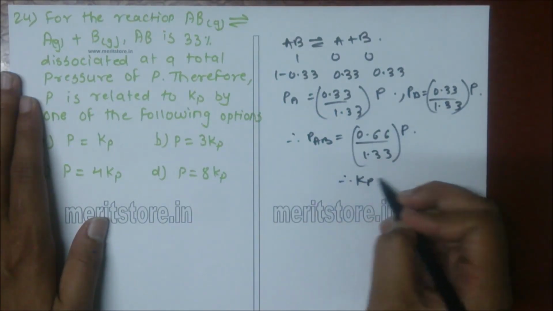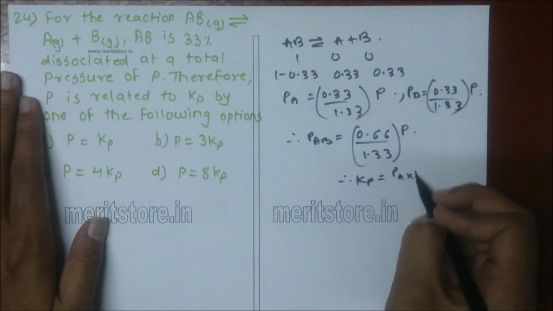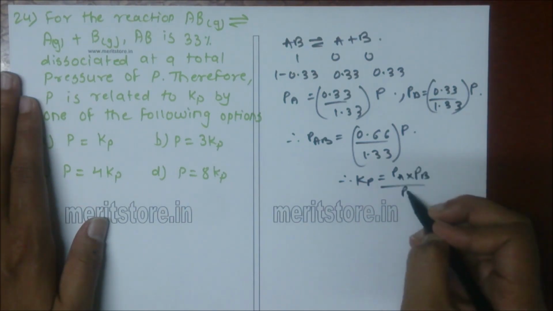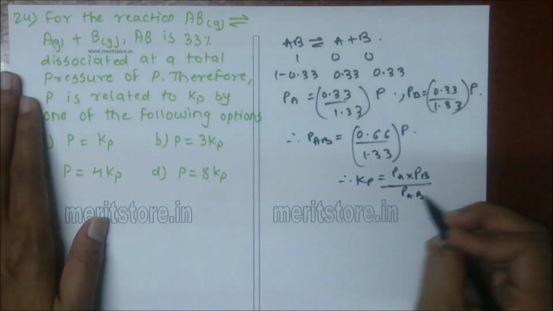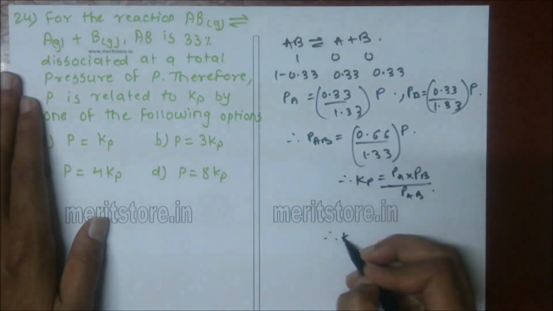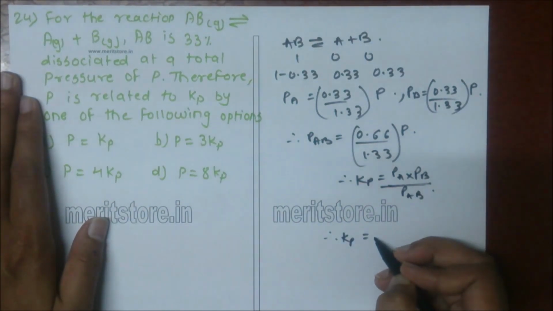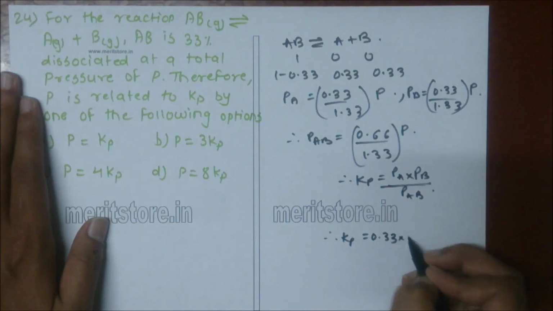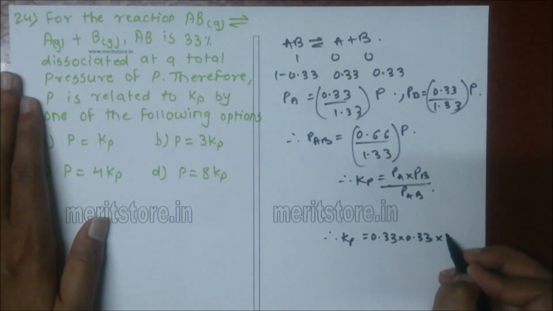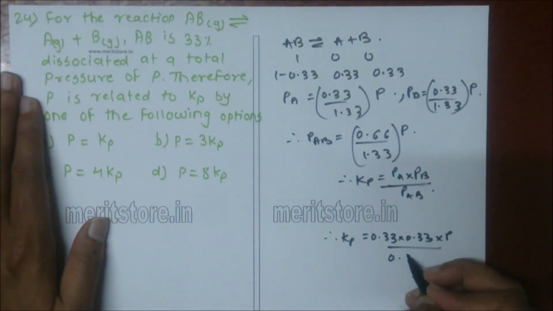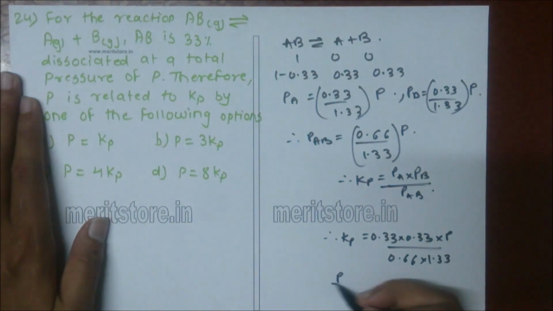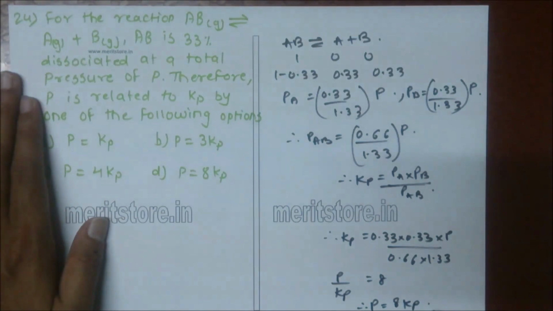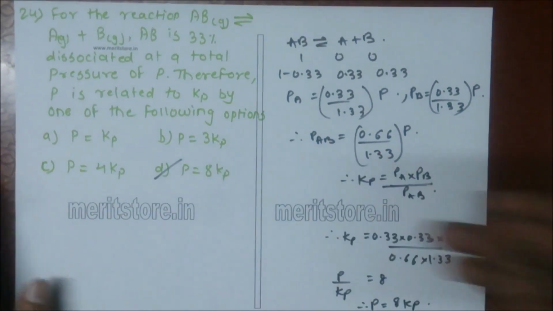Therefore, Kp is equal to Pa into Pb upon PAB. Substituting the values, we get Kp is equal to 0.33 into 0.33 into P divided by 0.66 into 1.33. So P upon Kp is equal to 8. Therefore, P is equal to 8 Kp. So option D is the correct answer.